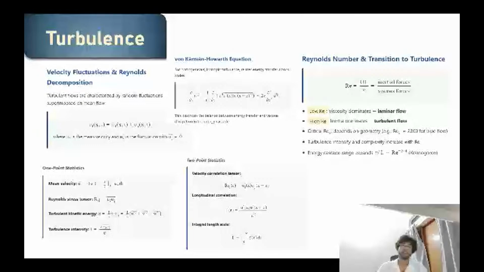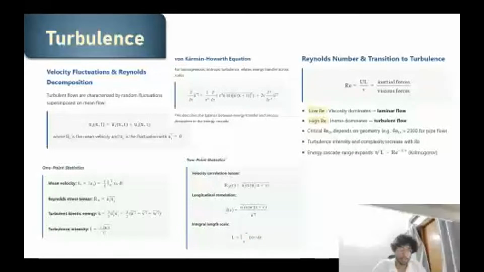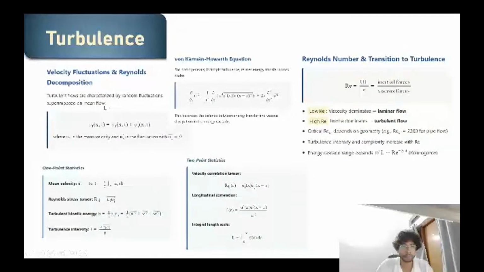So now we move on to turbulence. So what does turbulent flow mean? Turbulent flows are characterized by random fluctuations about a mean flow.